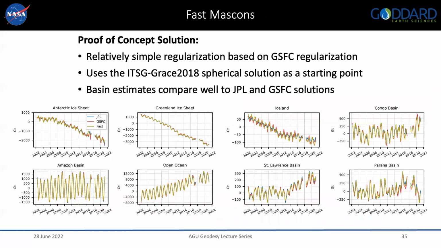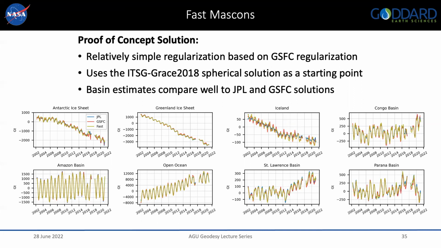To test our method, we developed a proof of concept solution that uses a relatively straightforward regularization design and utilized the ITSG GRACE 2018 spherical solution. This was an ideal solution because they distribute as open data both their solution and their normal equations, which is something that I believe all GRACE processing centers should do. By distributing that, they allowed us to show that this method works.